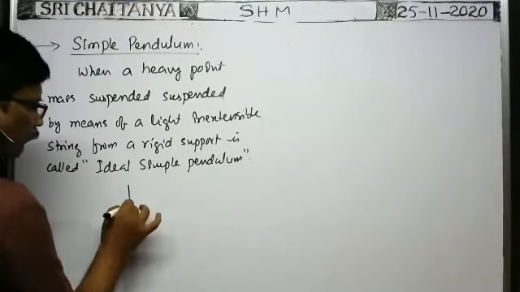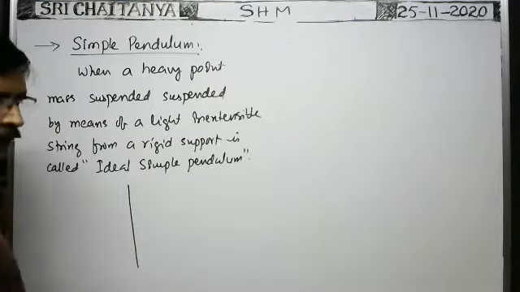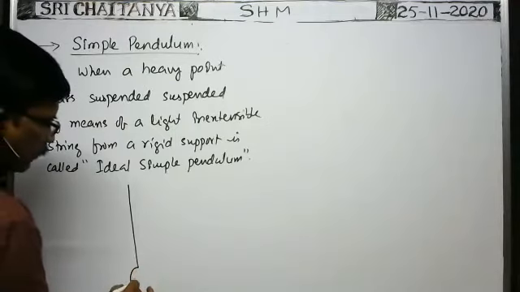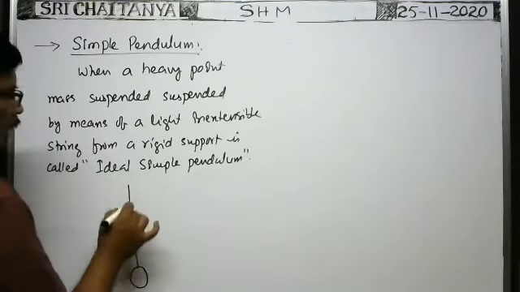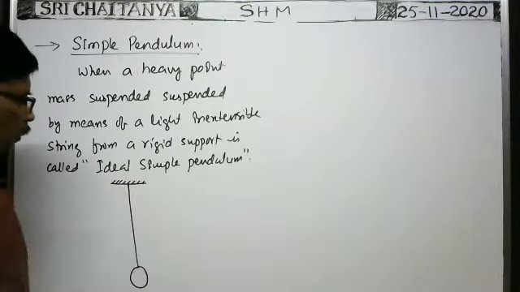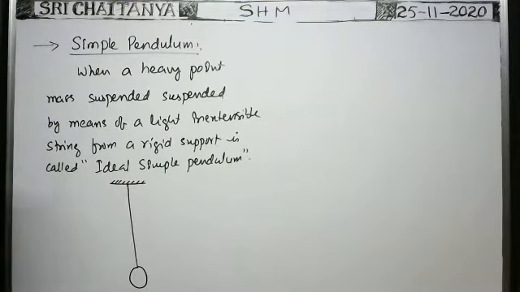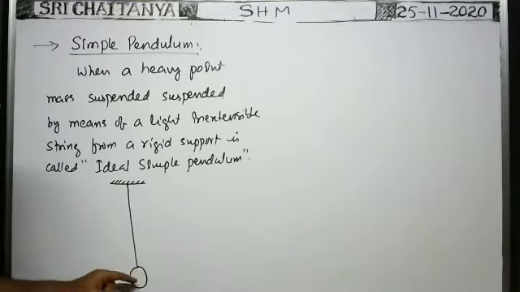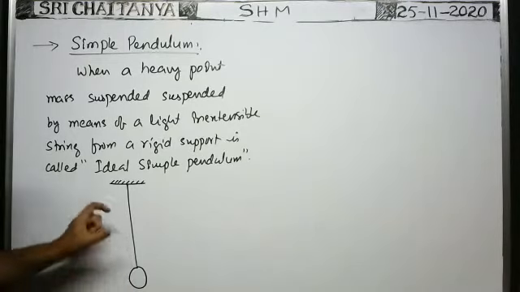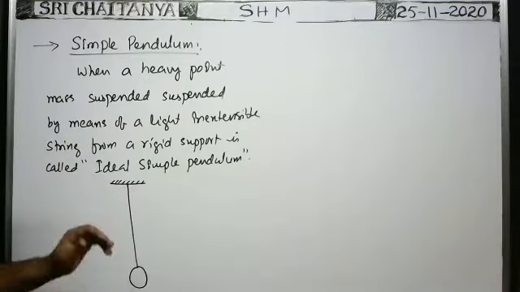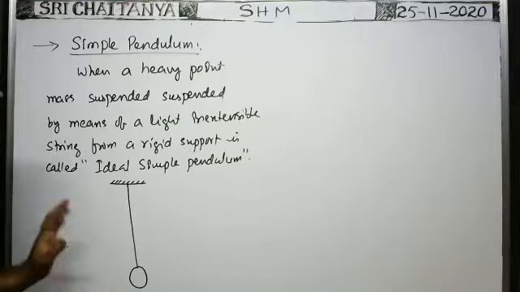Suppose here, this is the light inextensible string. A sphere is suspended at the lower end. The upper end of the string is fixed to the rigid support. So in actual practice, when a metal sphere, which is called the metal bob, is suspended by means of a light inextensible string, then this arrangement is called the simple pendulum. In actual practice, it is called the simple pendulum.